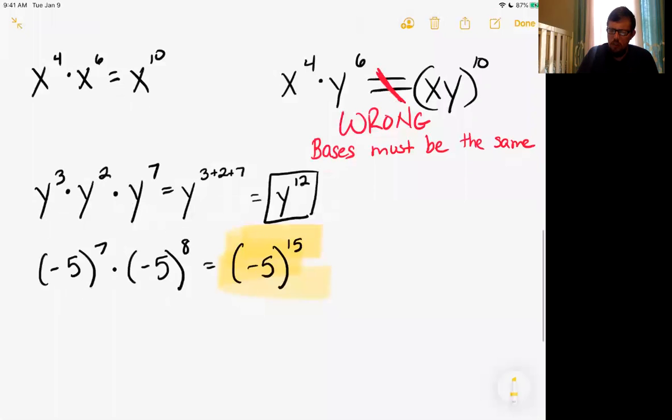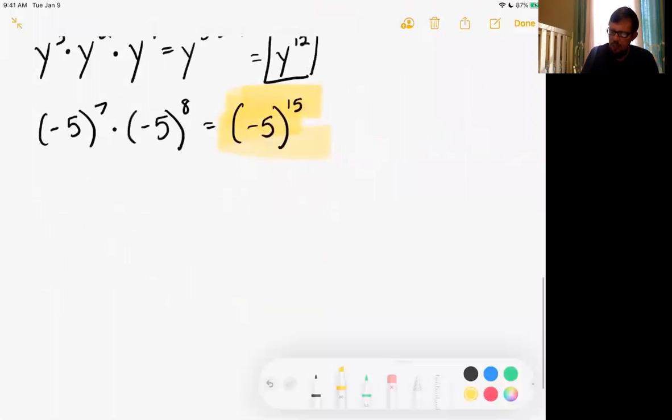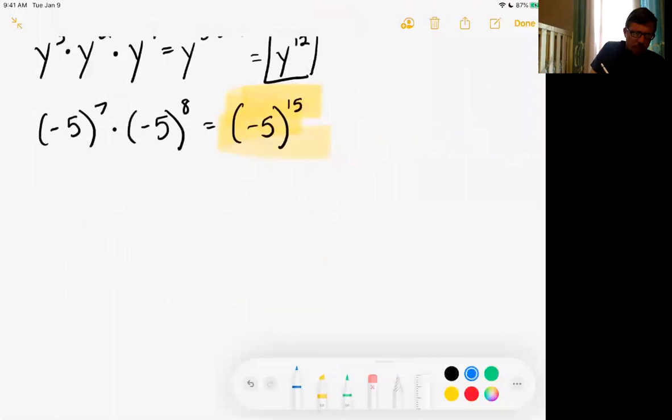So let's look at one that's a little goofier. Let's do a little more complicated product rule here. Let's go ahead and take one that has both numbers and variables in it.